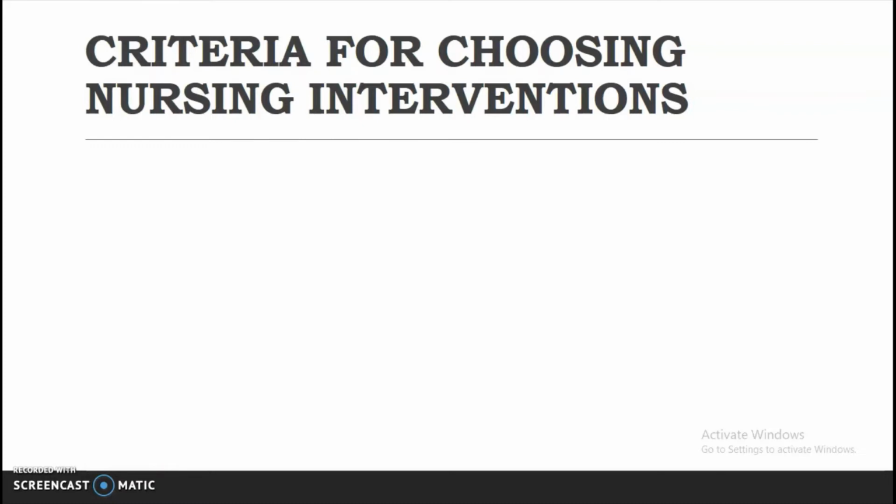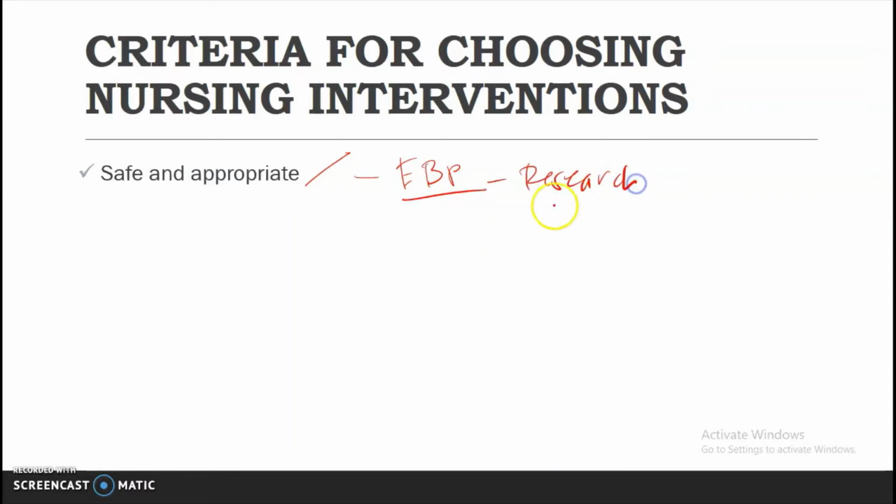So these are the criteria for choosing nursing interventions. Not all available nursing interventions out there are applicable to our patient. So we have to choose interventions that are most applicable to the patient's condition, and these are the criteria that we need to consider. Number one, it has to be safe and appropriate. Of course, when you say safe and appropriate, it has to be a product of evidence-based practice. Ibig sabihin, that is based on research. Napatunayan na safe and effective.